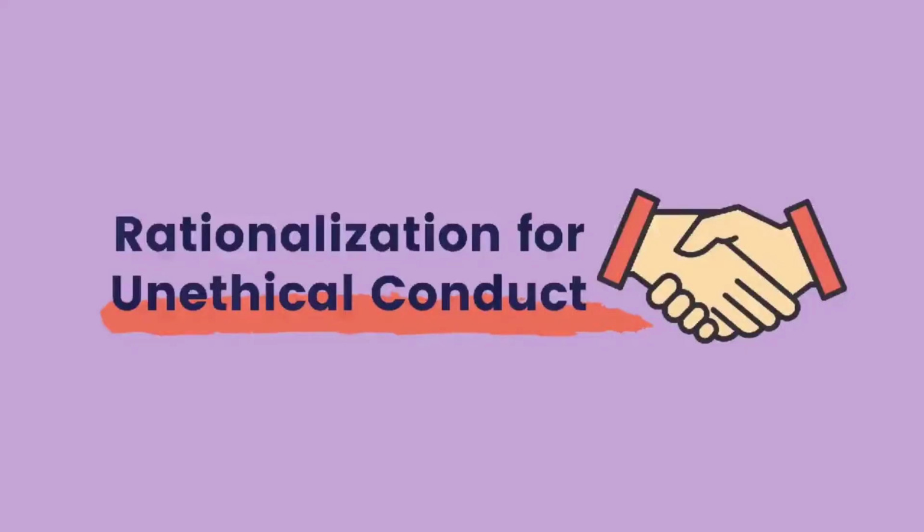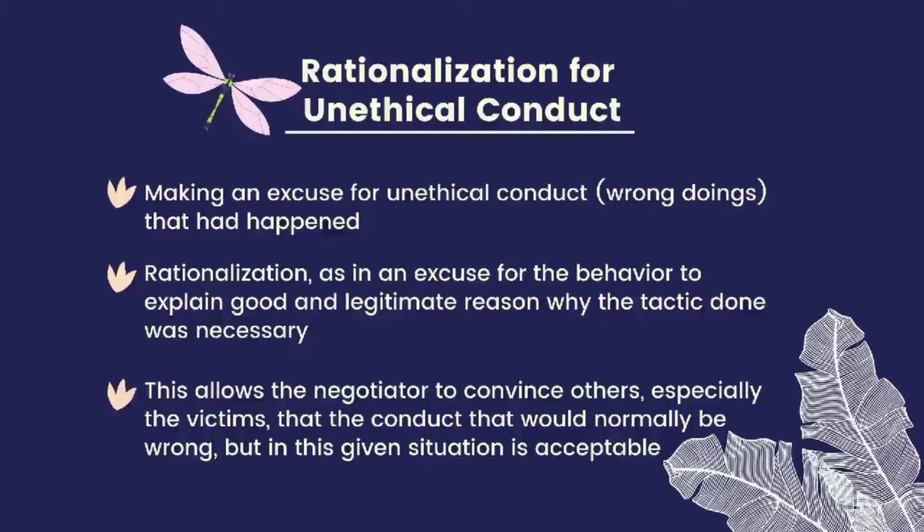Next, we will talk about rationalization for unethical conduct. Rationalization for unethical conduct means making an excuse for unethical conduct that had happened. Rationalization as in an excuse for the behavior to explain good and legitimate reason why the tactic done was necessary. This allows the negotiator to convince others, especially the victims, that the conduct that would normally be wrong but in this given situation is acceptable.